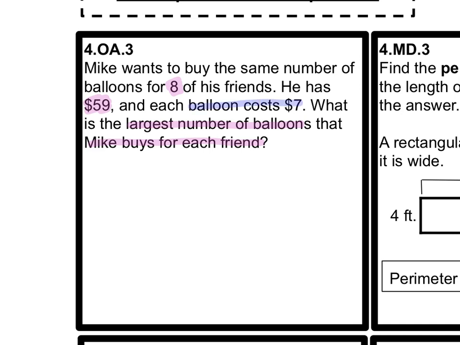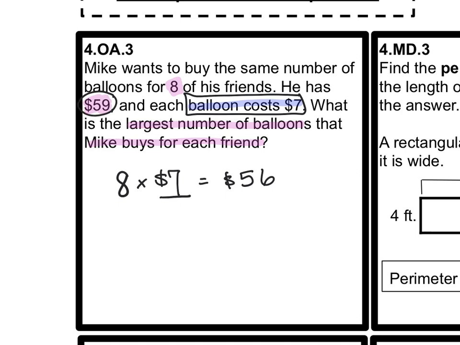So if we look at it this way, we can start with, all right, Mike has 8 friends, and we need to know how much he can spend per balloon. And he only has $59 to spend. So if I just start with having Mike give each friend 1 balloon, or $7, then for 8 friends, 1 balloon is $7. That would mean that he's going to be at a total of $56. Now, what I see is he only has $59 to spend. Really, this means I only have $3 left over, and a balloon costs more than $3. So I'm already done with this problem.